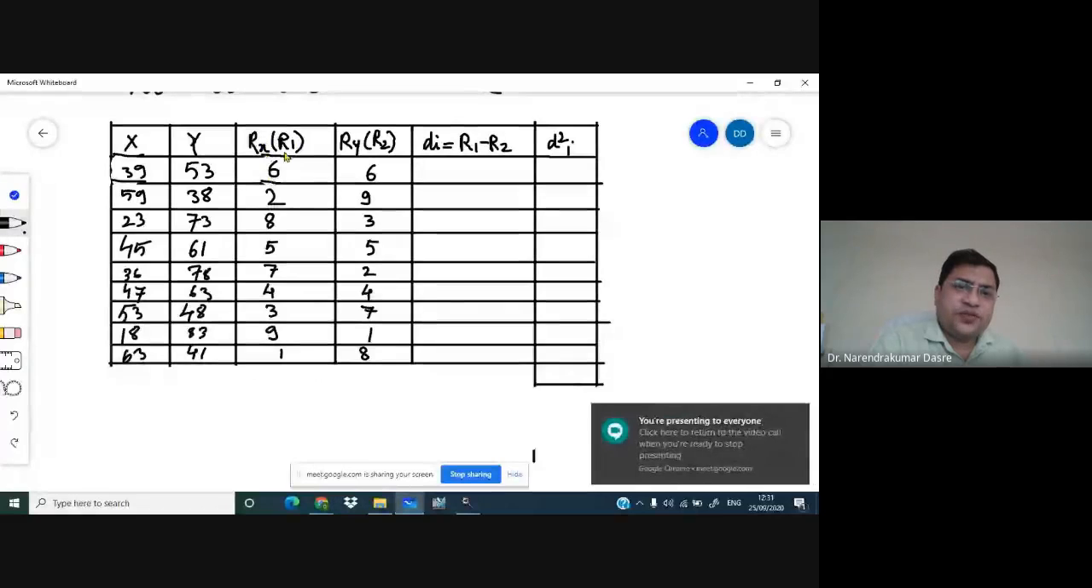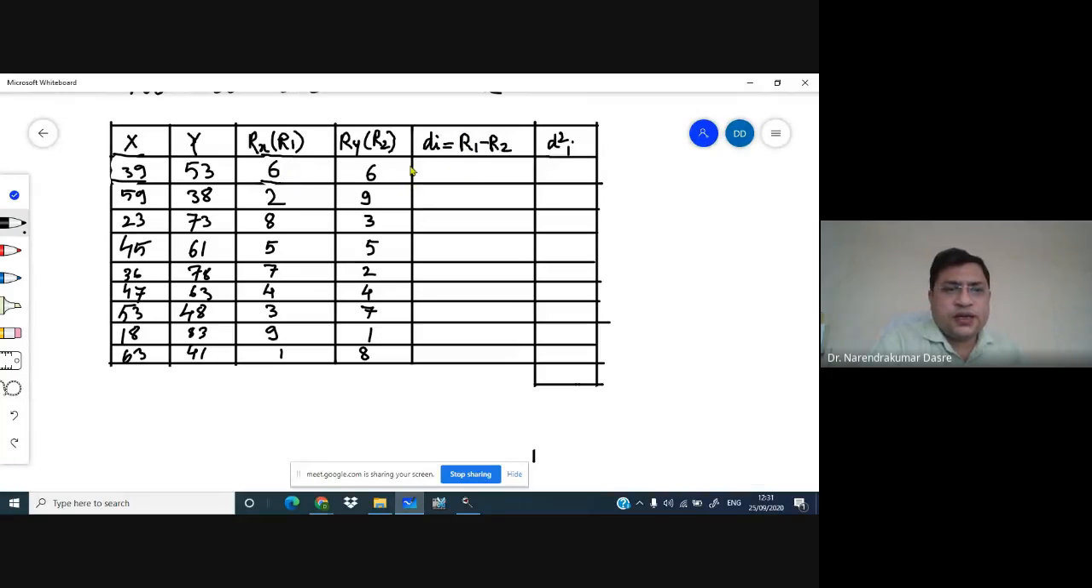Once we are done with R1 and R2, the ranks we have calculated, now we have to calculate the difference between the ranks. So here the difference is going to be 0. Here it is going to be -7. This is going to be 5. This is going to be 0. This is going to be 5. Here it is 0. This is -4. This is 8, and this is -7. So these are the differences in the rank.